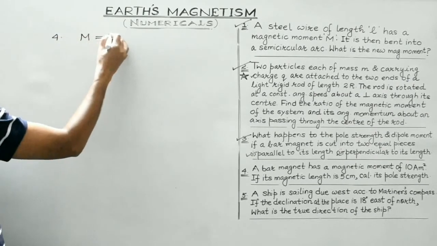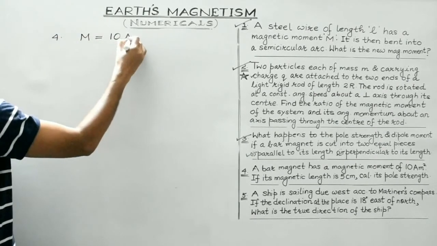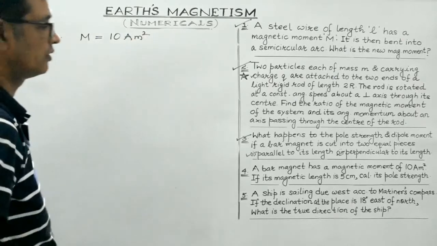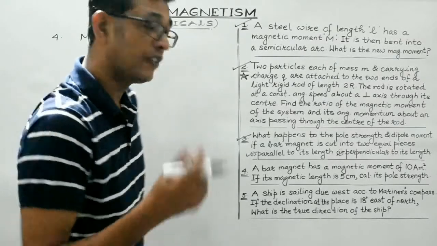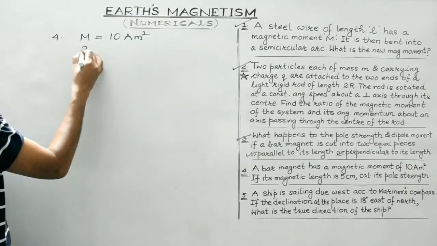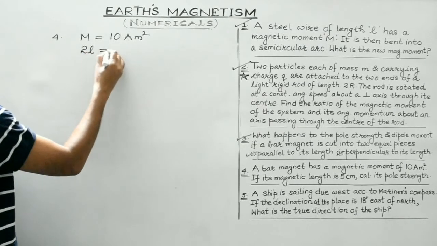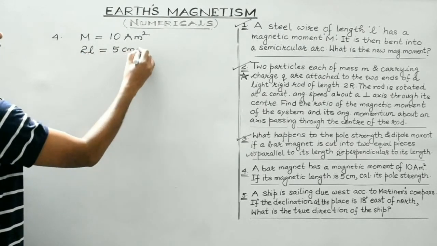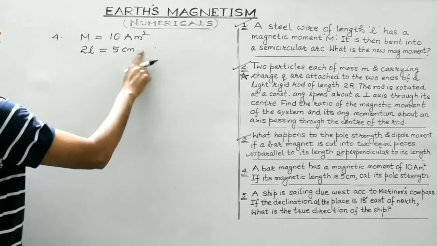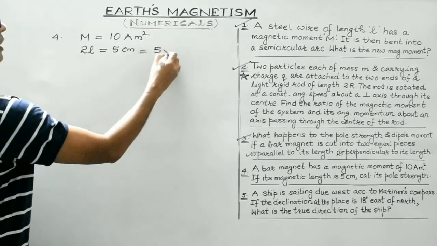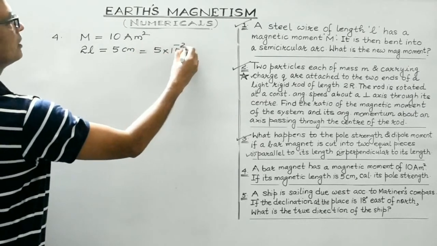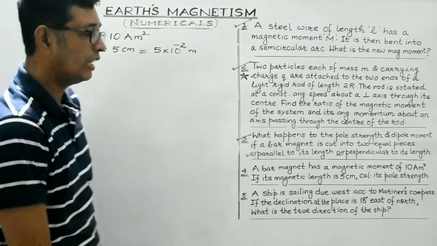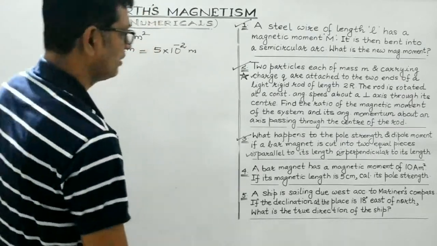Magnetic moment is given to be 10 ampere meter square, right? If its magnetic length is 5 centimeter, magnetic length we consider to be 2L. So it is given to be 5 centimeter. Don't forget to convert it in SI. So it will be equal to 5 into 10 raised to the power minus 2 meter. Calculate its pole strength. Pretty simple.